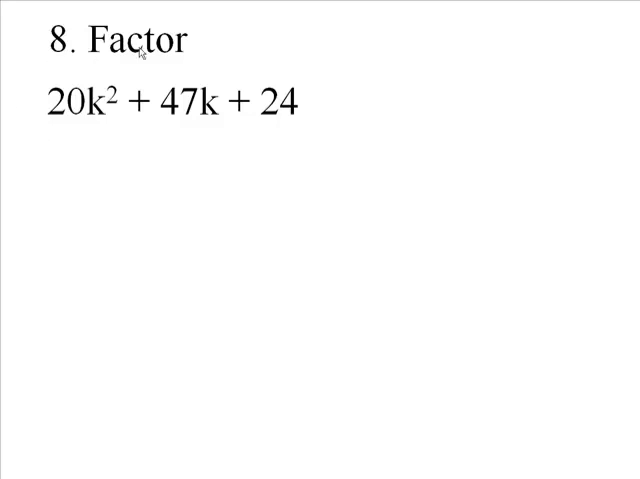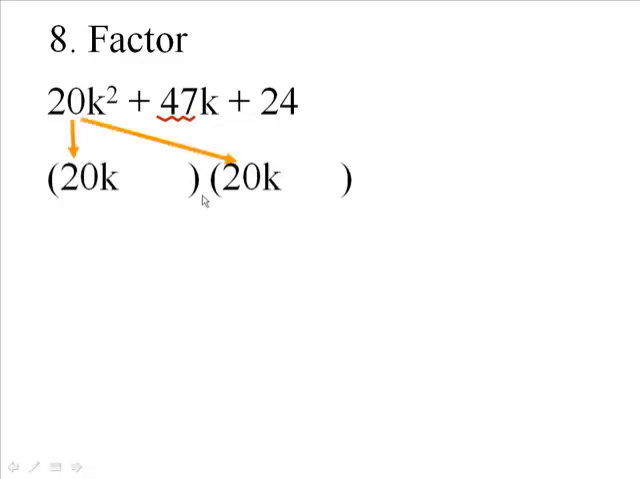Number 8. Factor 20k squared plus 47k plus 24. Alright, notice we have this 47 in the middle here. That's going to be important to us, alright? The first thing we're going to do is write 20k here and 20k here. So we've got an extra 20 because 20 times 20 is not 20. Nevertheless, we write 20k here and 20k here.